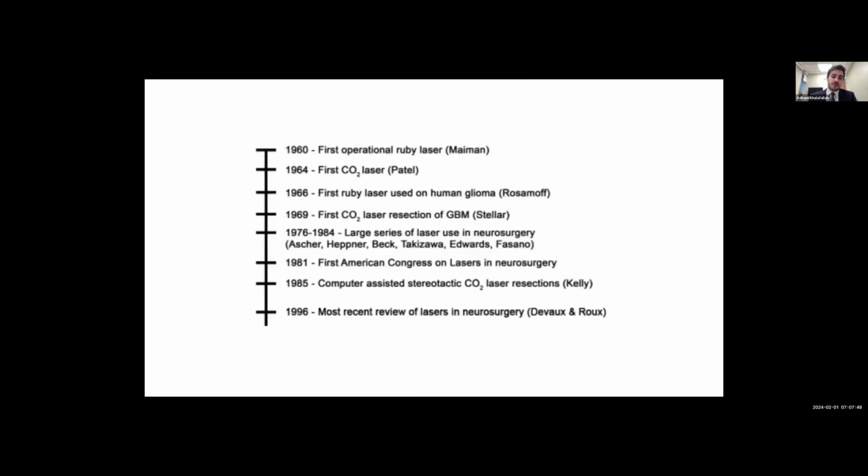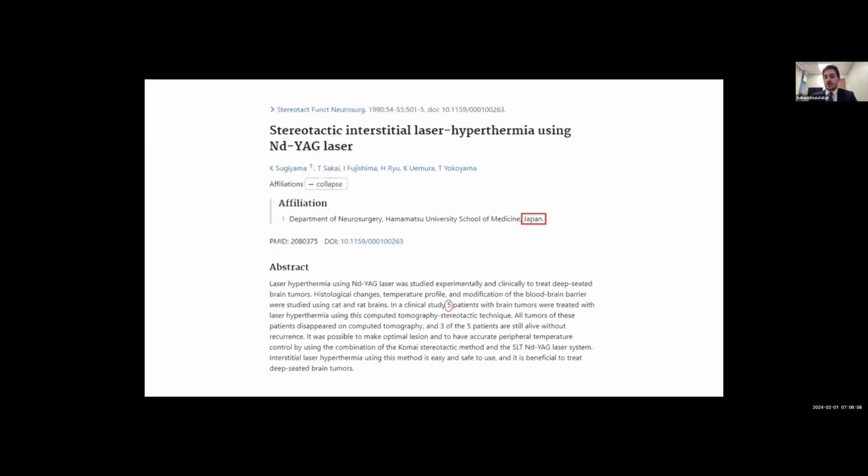Moving on. As I mentioned, after 1969 there's a large series out there in the 70s and 80s using lasers on humans. But the main thing we're going to talk about is how that changed to today. Why is there a boom, or an emphasized use of lasers? In the 90s, there's now an international emphasis on the use of laser.